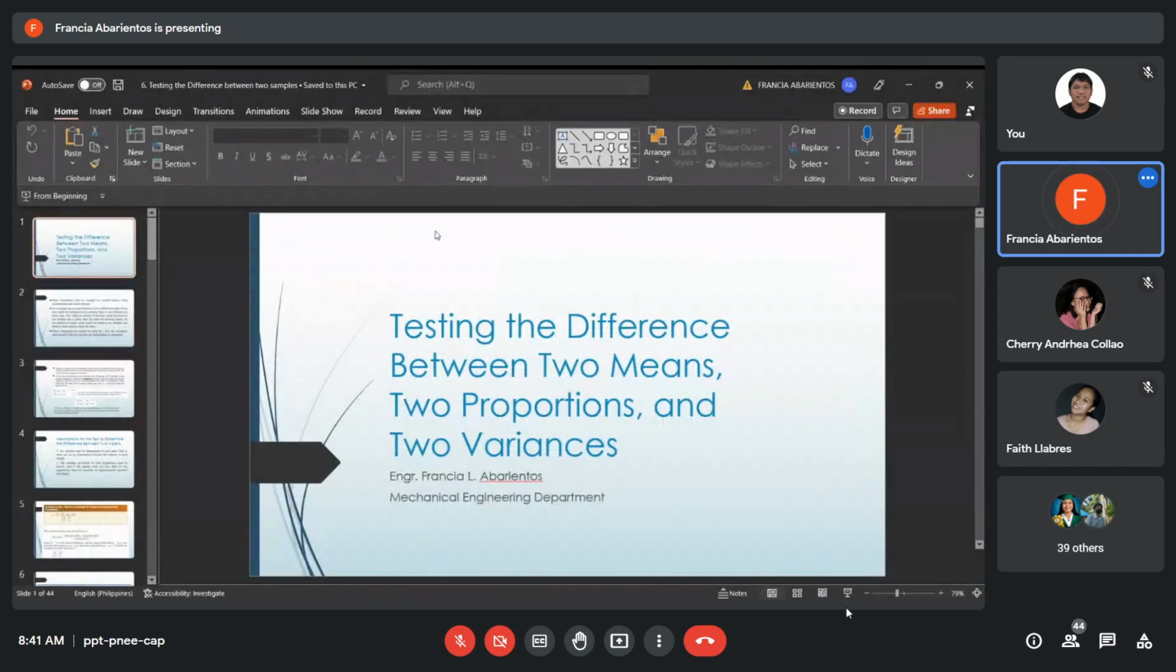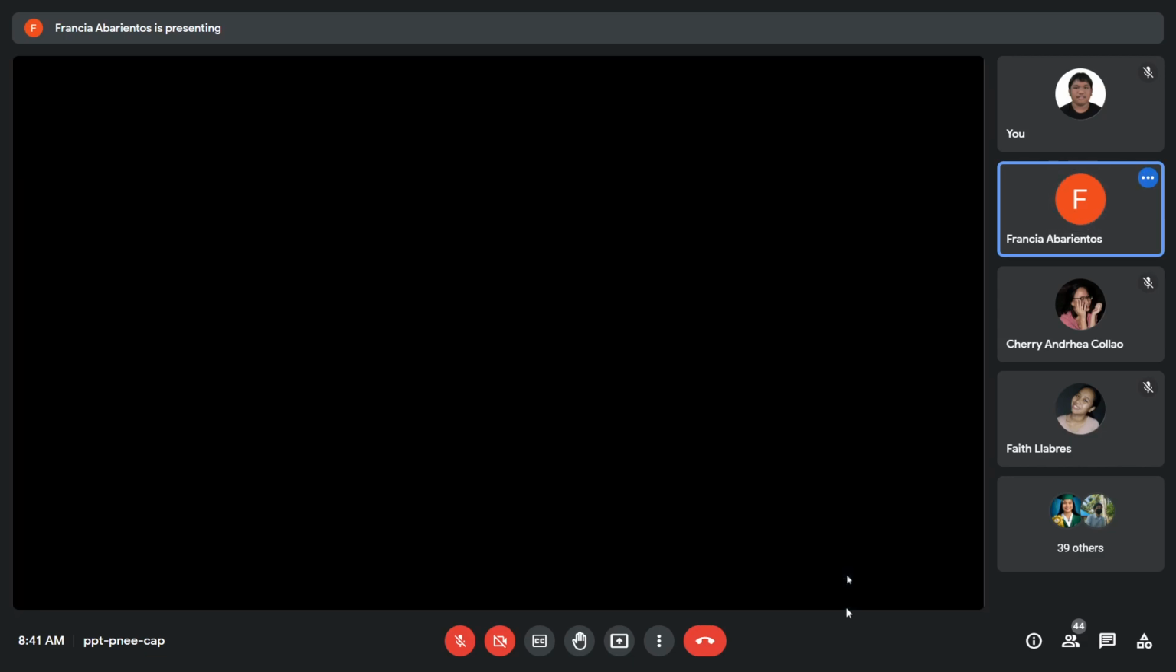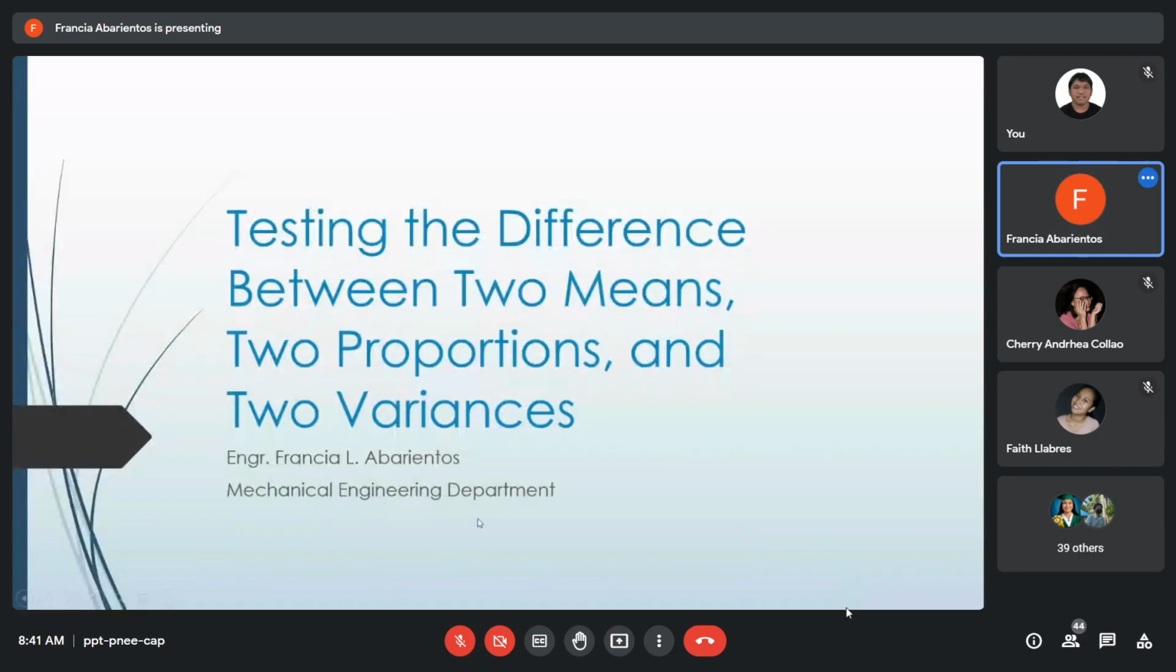In class, testing the difference between two means, two proportions, and two variances. Actually, class, when testing the difference between two means, two proportions, and variances, we have different software that can be found on the internet.